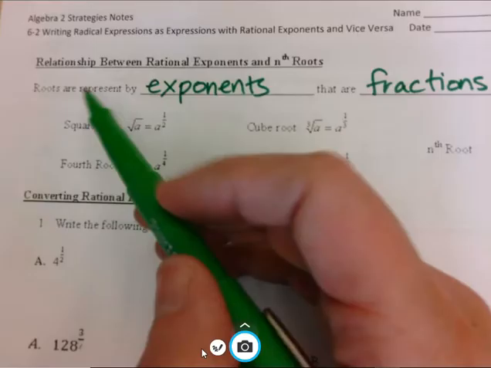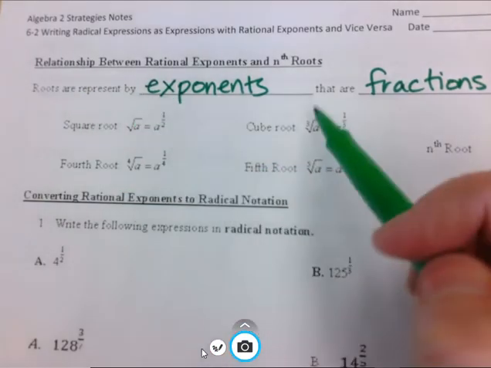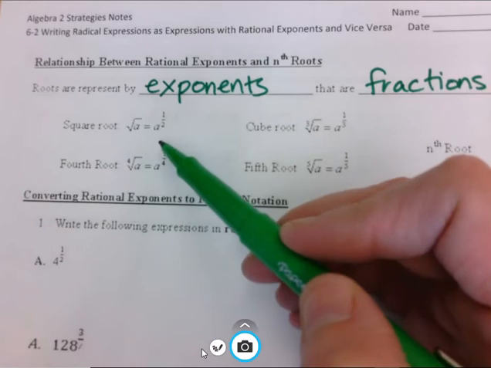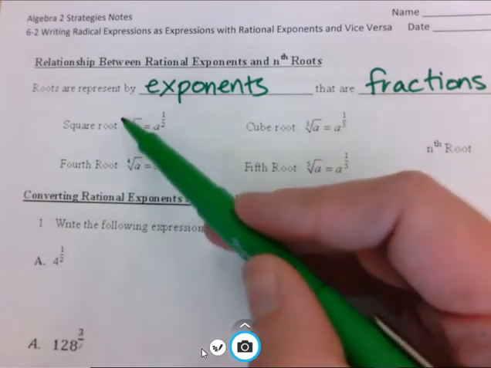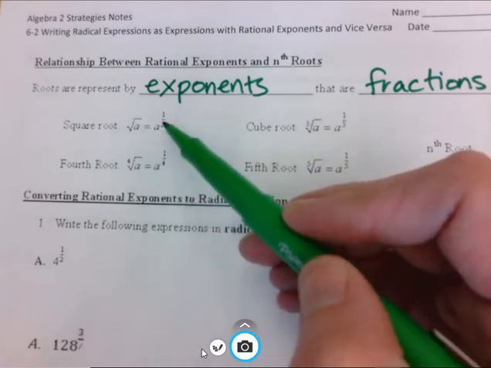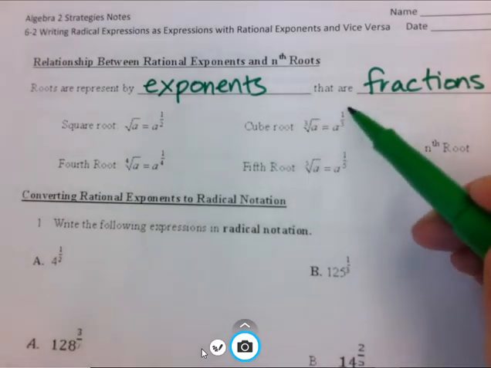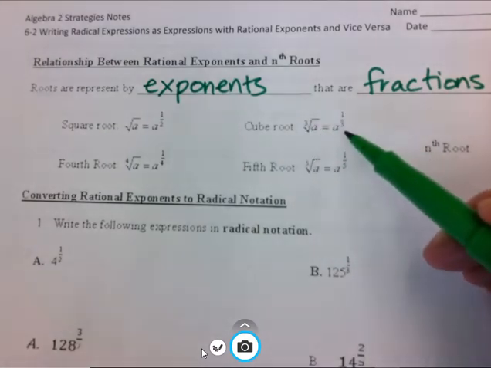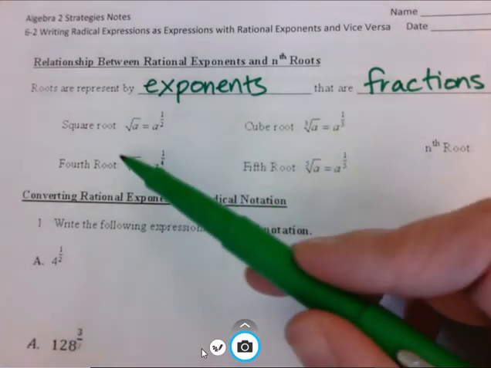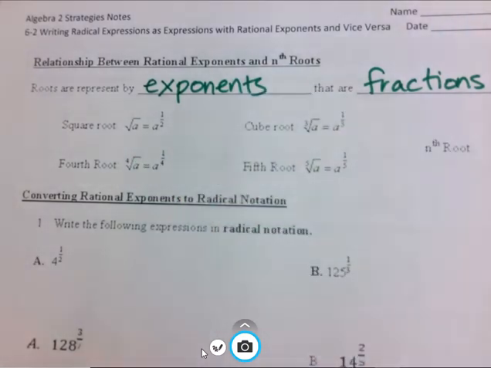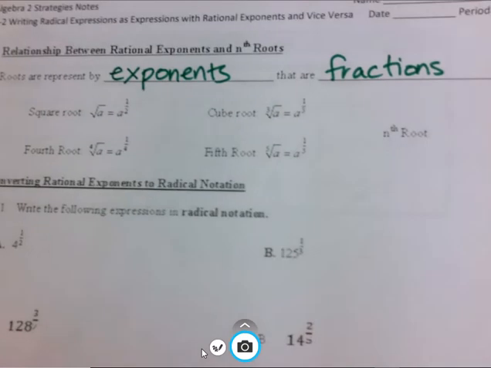Okay, so roots are represented by exponents that are fractions. If you have a square root, you can represent the square root of a as a to the 1/2. If you have a cube root, you can represent the cube root of a as a to the 1/3. Are you seeing a pattern here? A fourth root is a to the 1/4. A fifth root is a to the 1/5.